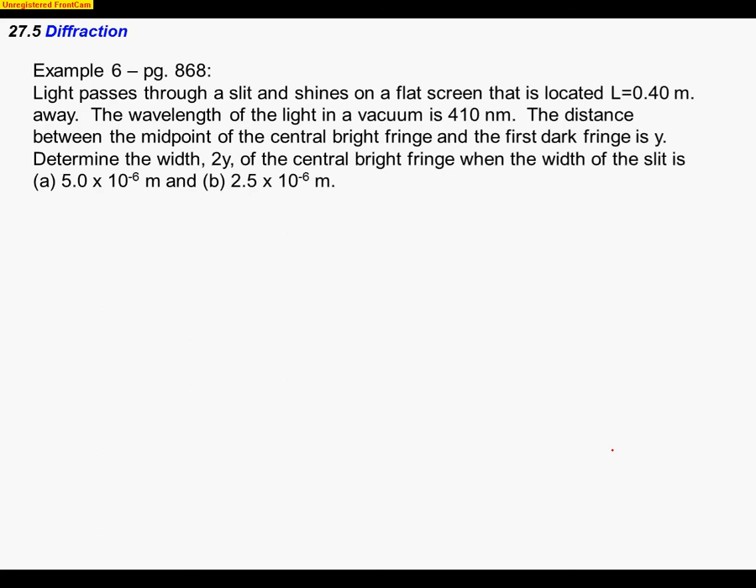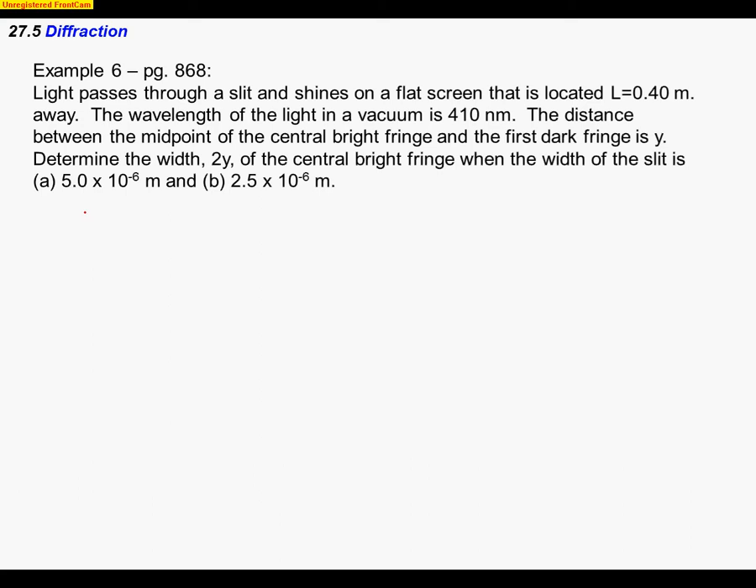Alright, now we're going to look at an example of a problem where we have diffraction caused by a single slit. So this is example 6, and this is found on page 868 in your book if you would like to follow along. In this example we have light passing through a slit and it shines on a flat screen that's located 0.4 meters away.